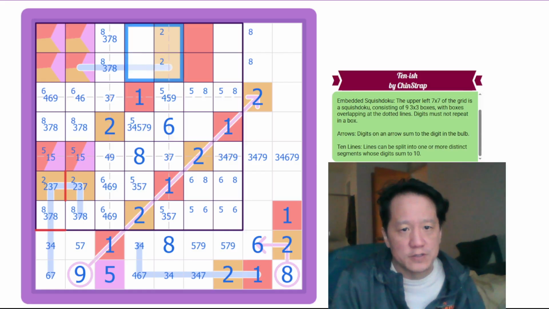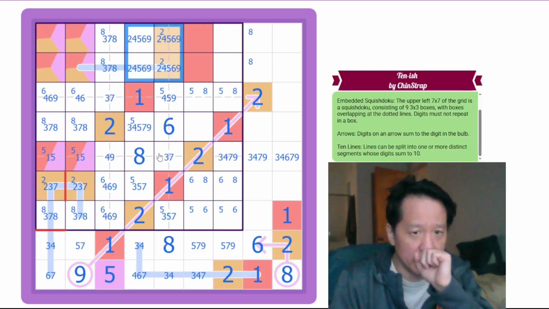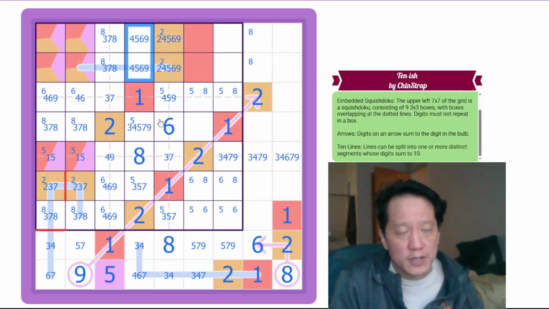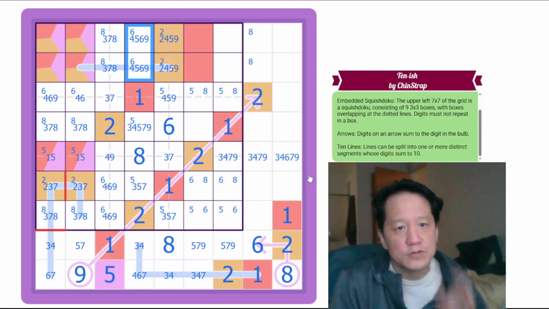So that means this must be what? 2, 4, 5, 6, and 9. Right? 2 cannot be here. These can't be 6, so we know we have a 6 in one of these two digits here.